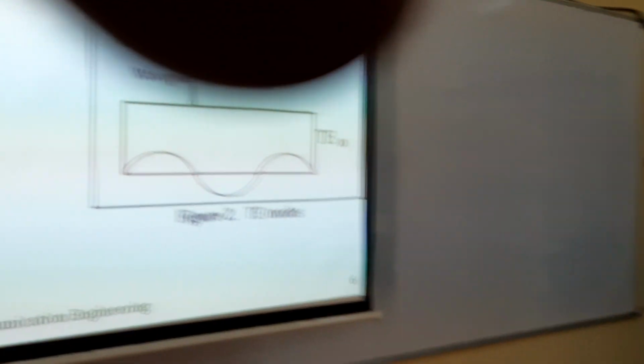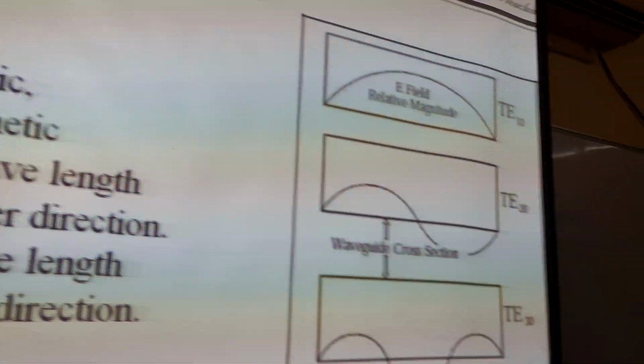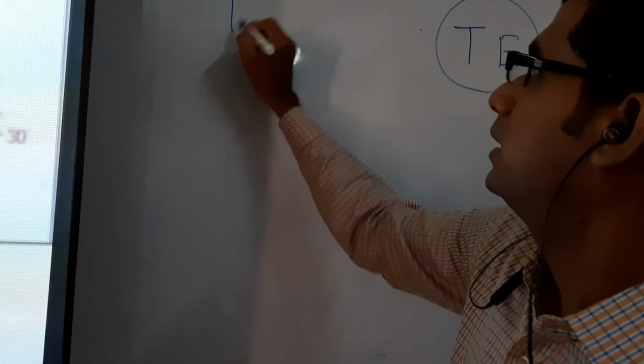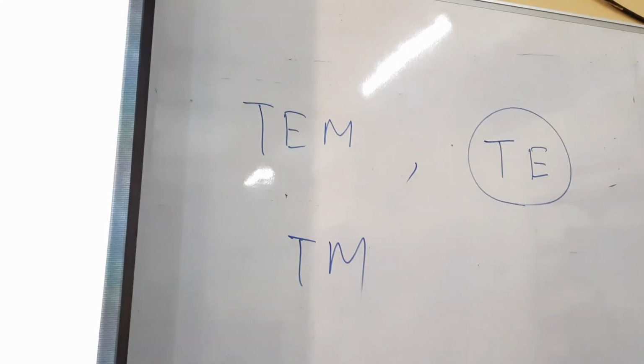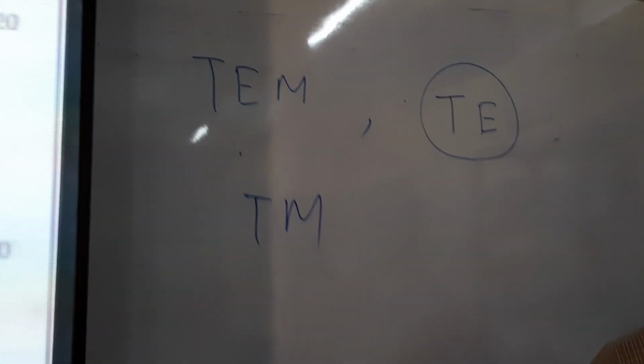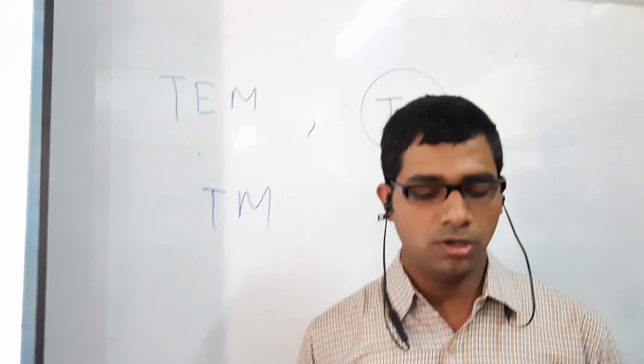Let me show you what the mode is. See, this is the TE mode. Different types of modes are there: transverse electric mode, transverse magnetic mode. In transverse, you have three modes: TEM mode, TE mode, TM mode. In transverse electromagnetic mode, the electric field, magnetic field, and the direction of propagation are perpendicular to each other.